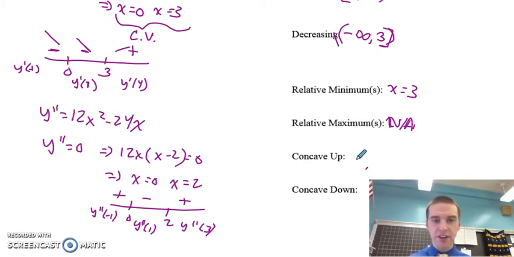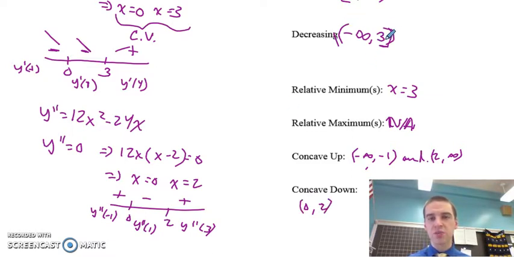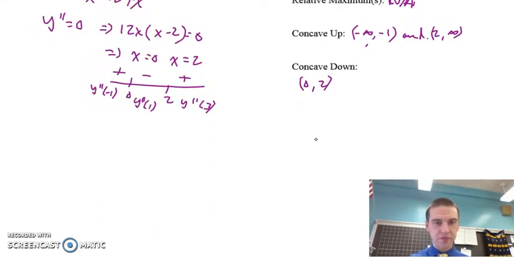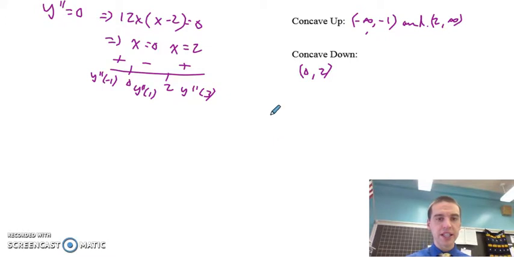So we're concave up from negative infinity to -1, always open brackets for concavity, and 2 to infinity. Concave down, we're 0 to 2, open brackets. So decreasing, increasing, close brackets. When it's a number, concavity, always open brackets. And so the final part now is to graph this.